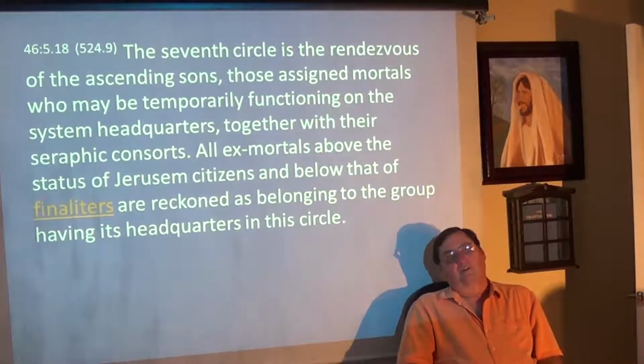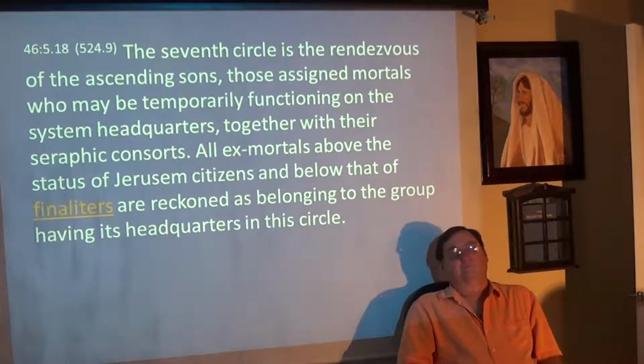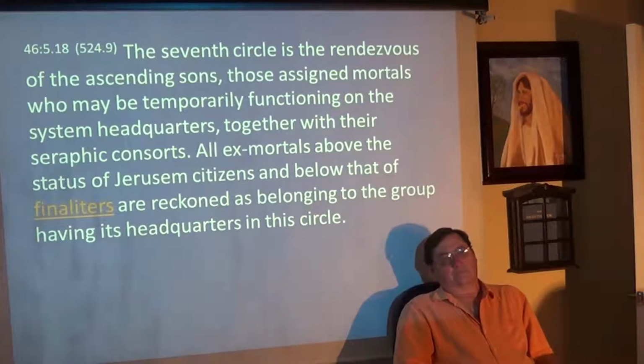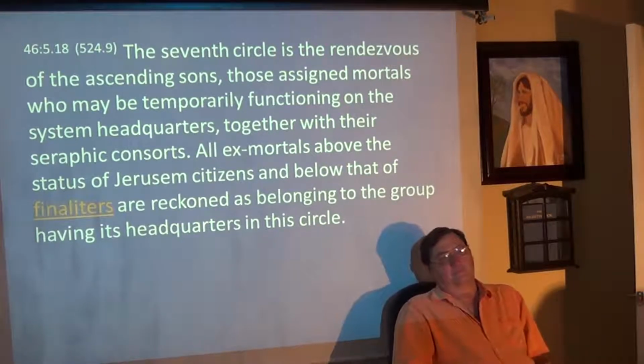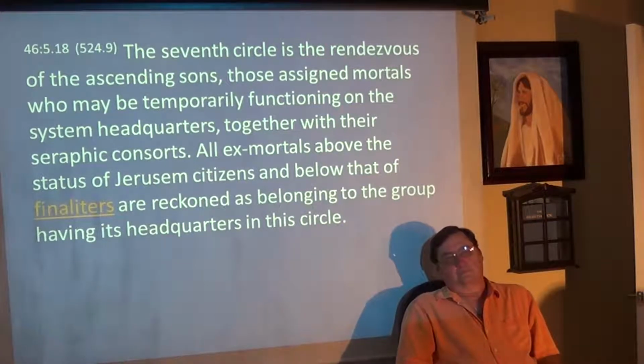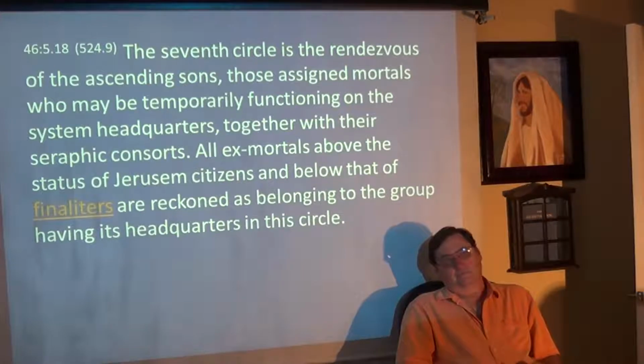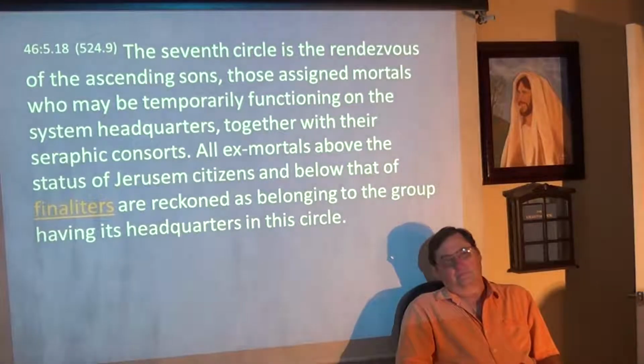Yeah, the 7th circle. Okay, the 7th circle is the rendezvous of the ascending suns. Those assigned mortals who may be temporarily functioning on the system headquarters, together with their seraphic consorts. All ex-mortals above the status of Jerusalem citizens and below that of finalators are reckoned as belonging to the group having its headquarters in the circle.